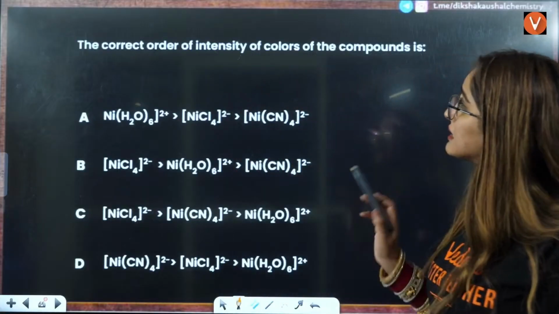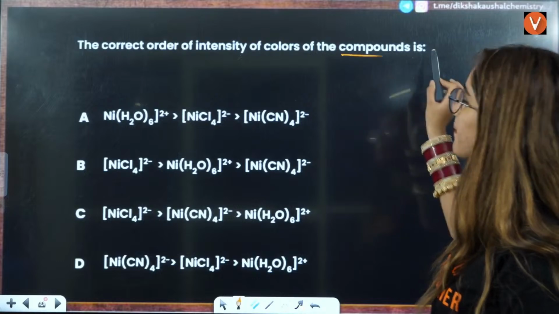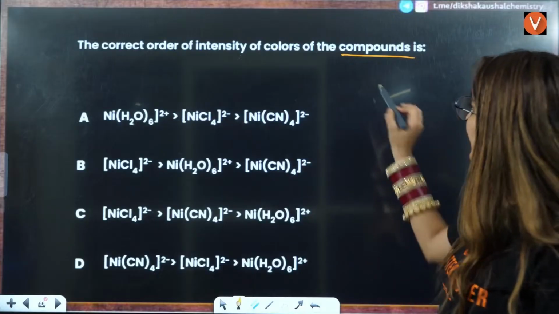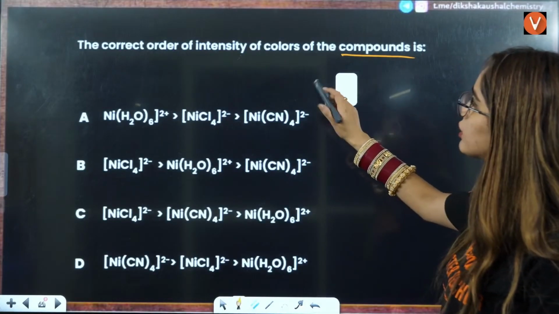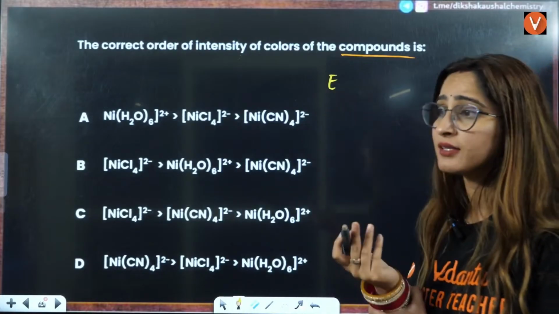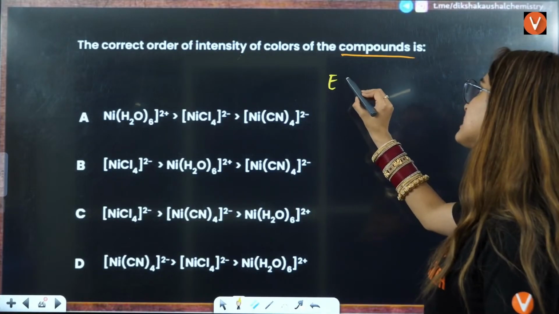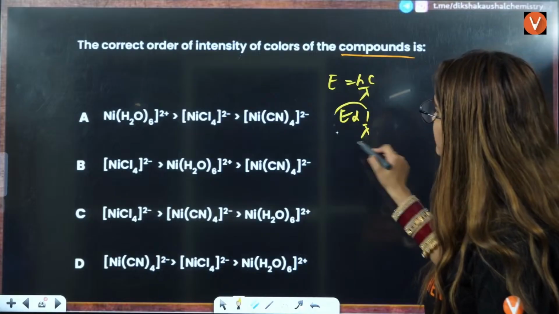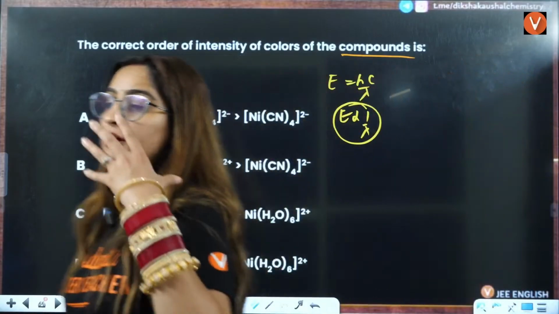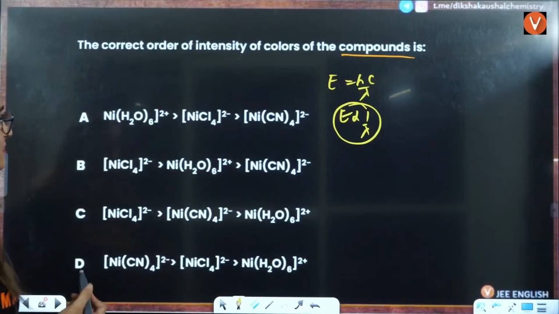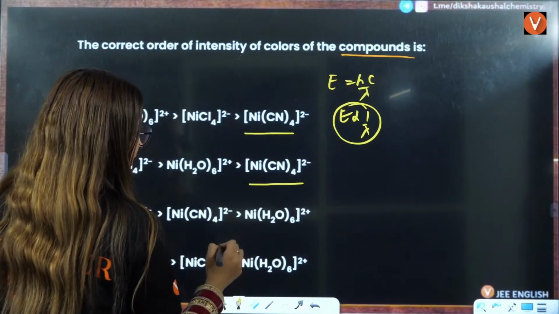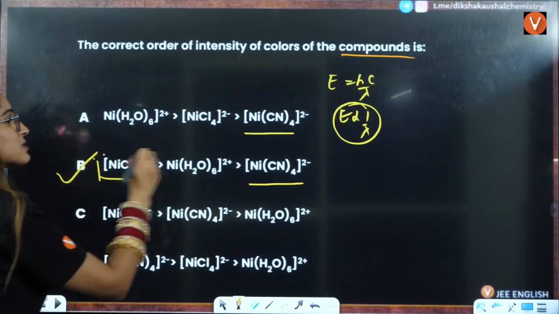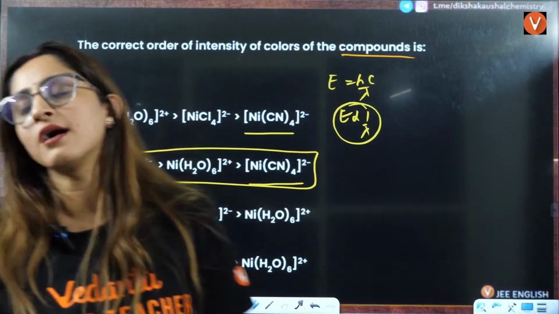Next we have the correct order of intensity of colors of the compounds. If you talk about the intensity of color, that means they are asking you about the wavelength. So E is equal to hν, that is hc by lambda. So E and lambda are inversely proportional. So a stronger ligand will have less wavelength, less intensity. CN is the strongest among them, that will have less intensity. Cl is the weakest, that will have maximum. So B is the correct answer here.